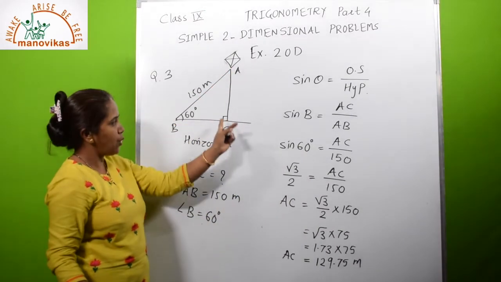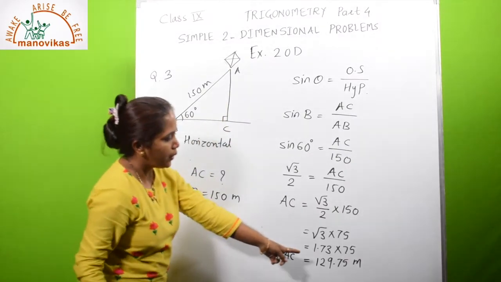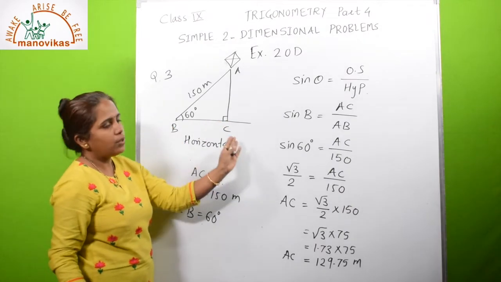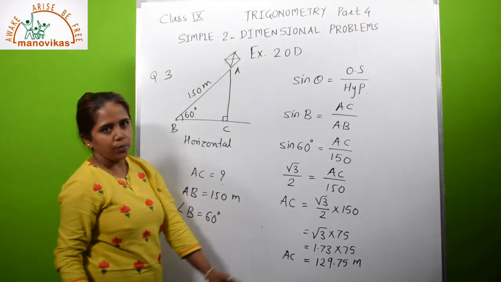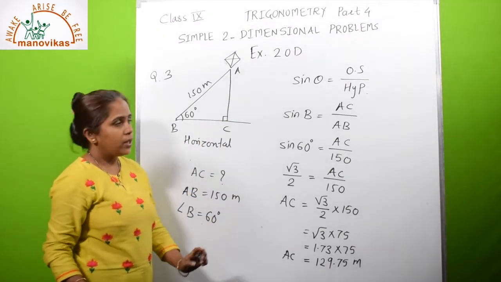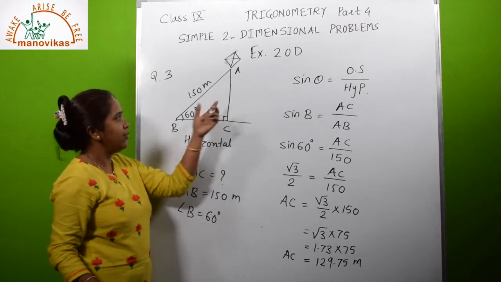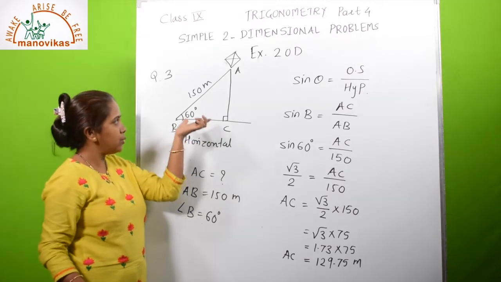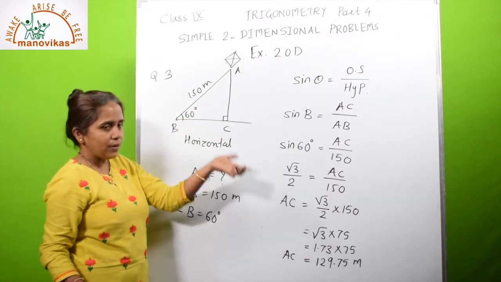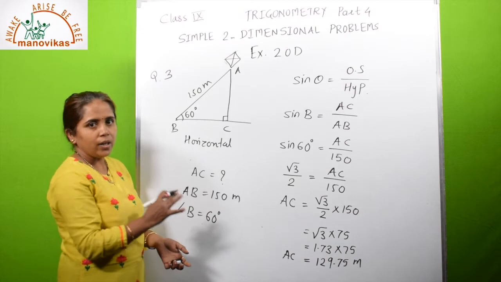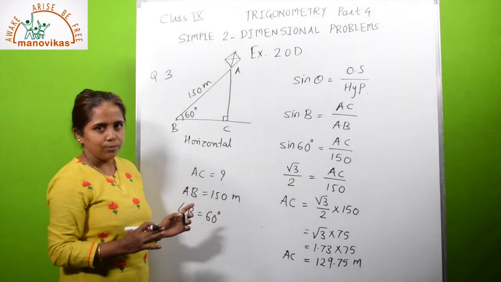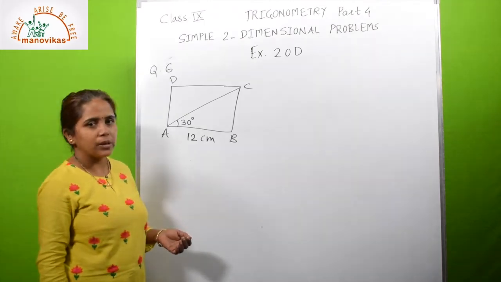So the distance of the kite from the ground is 129.75, or the height of the kite from the ground is 129.75 meter. Here we have to find the opposite side. We have used the sine ratio. So according to the given condition, and what we have to find, we have to use the proper trigonometrical ratio for the particular sum.